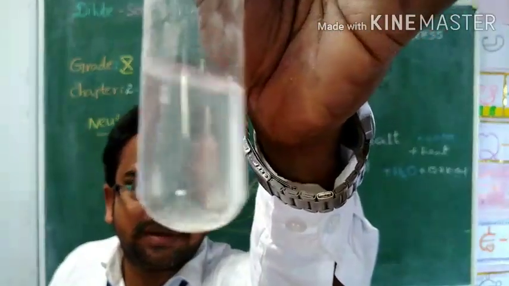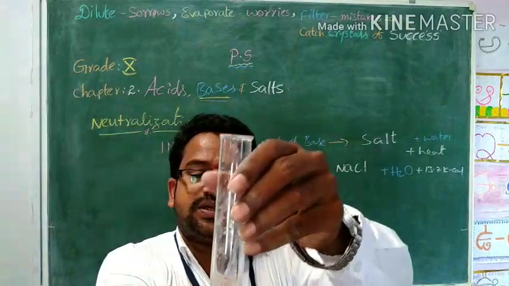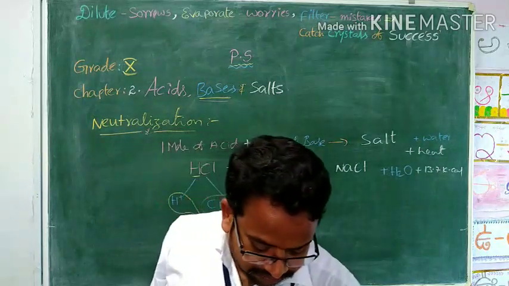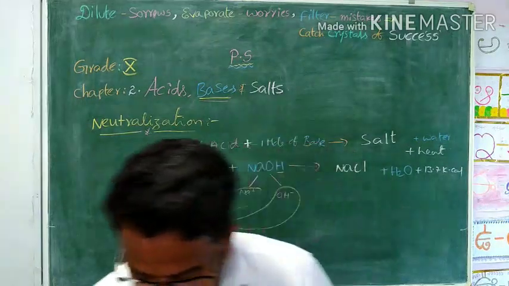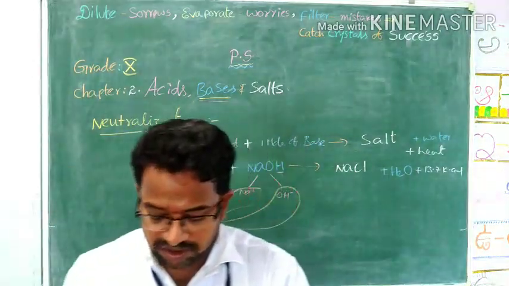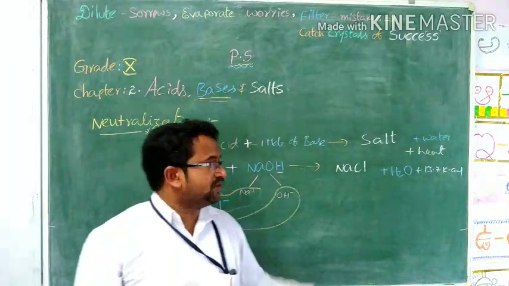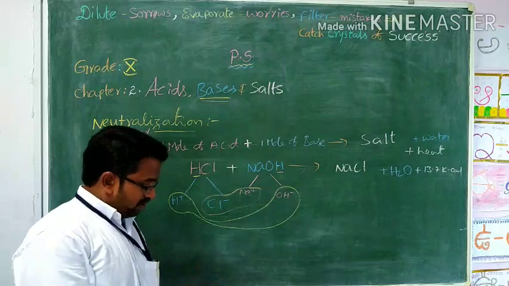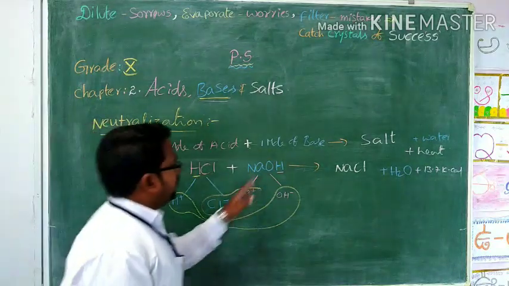Okay, salt is going to form there. So that's about neutralization reaction, and it is exothermic also. When you touch it, it gives some heat. Okay, children, have you understood now what is a neutralization reaction? When 1 mole of acid combined with 1 mole of base, they produce salt and water. Heat is released, so it is called an exothermic reaction, and also double decomposition, because decomposition takes place two times.